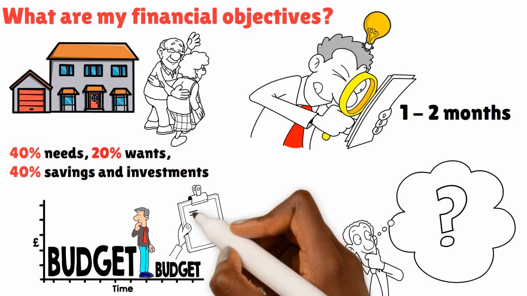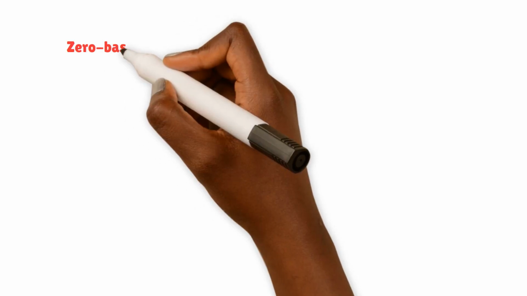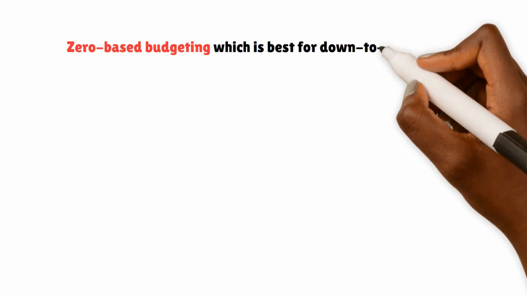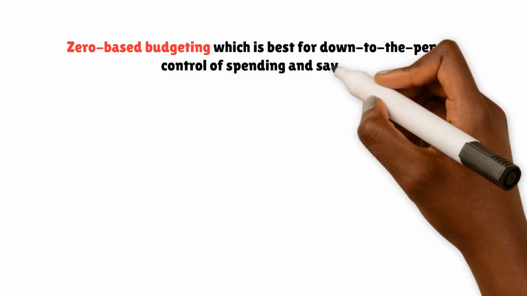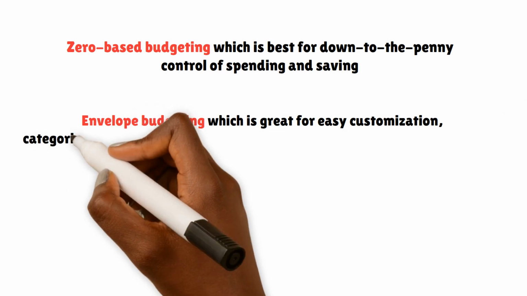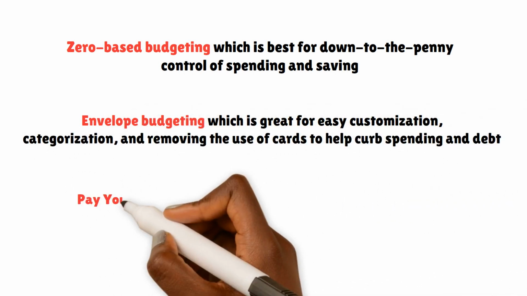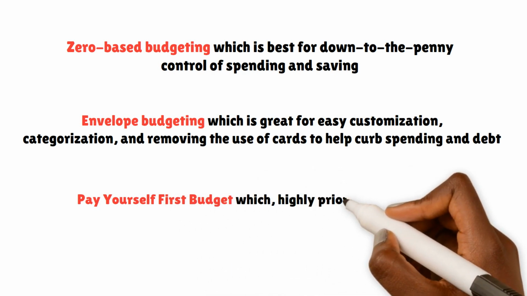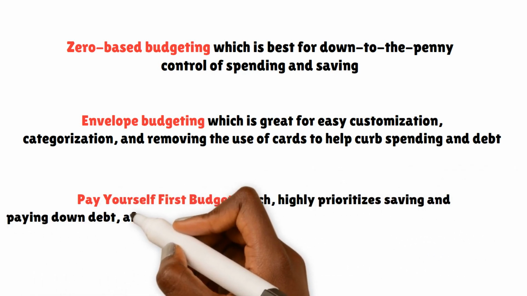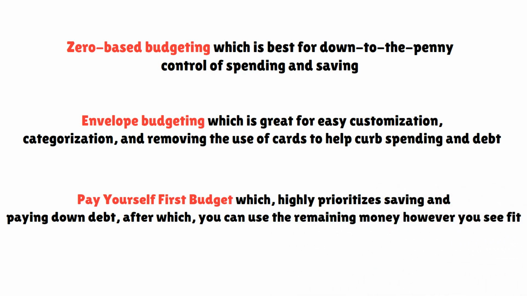If the 50-30-20 strategy doesn't work for you, there are other budgeting methods you can try, such as zero-based budgeting, which is best for down-to-the-penny control of spending and saving. Envelope budgeting, which is great for easy customization, categorization, and removing the use of cards to help curb spending and debt. And the Pay Yourself First budget, which highly prioritizes saving and paying down debt, after which you can use the remaining money however you see fit. Don't be afraid to try them out to see which is the best fit for you.